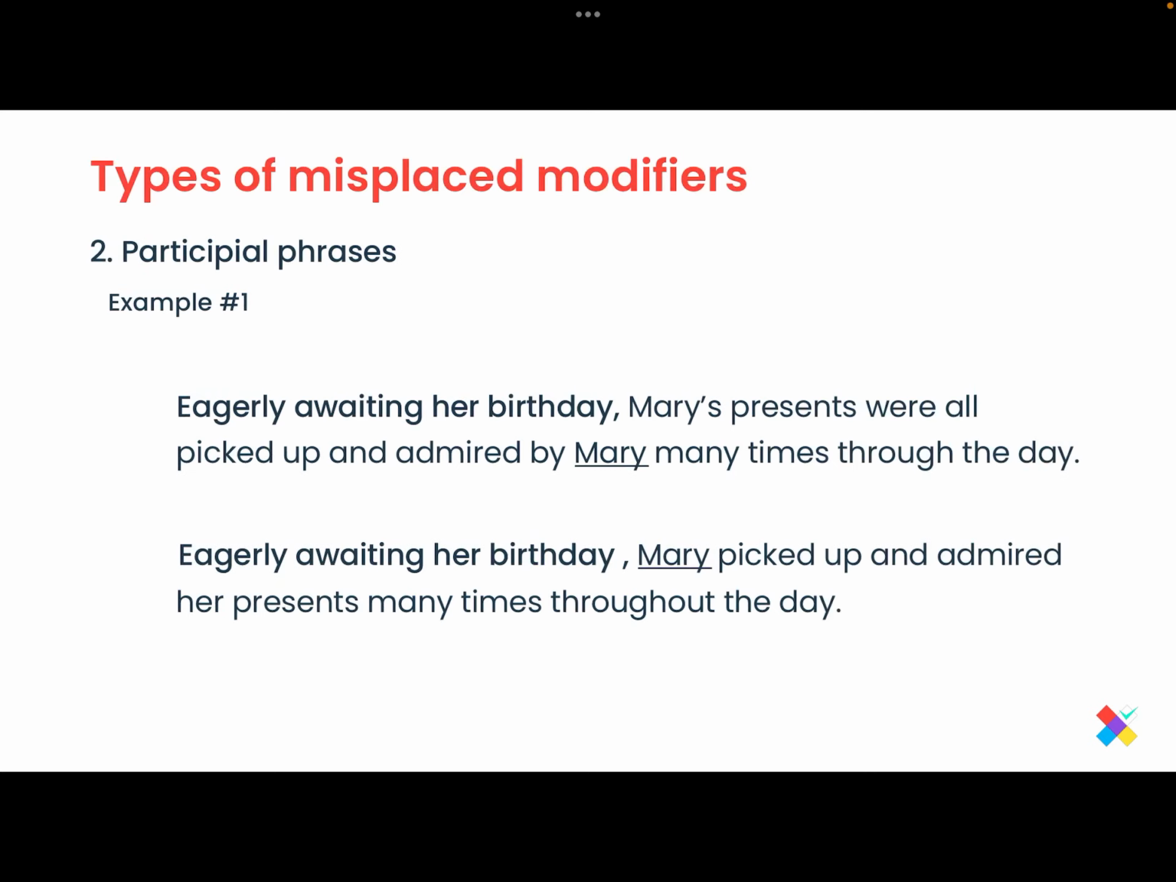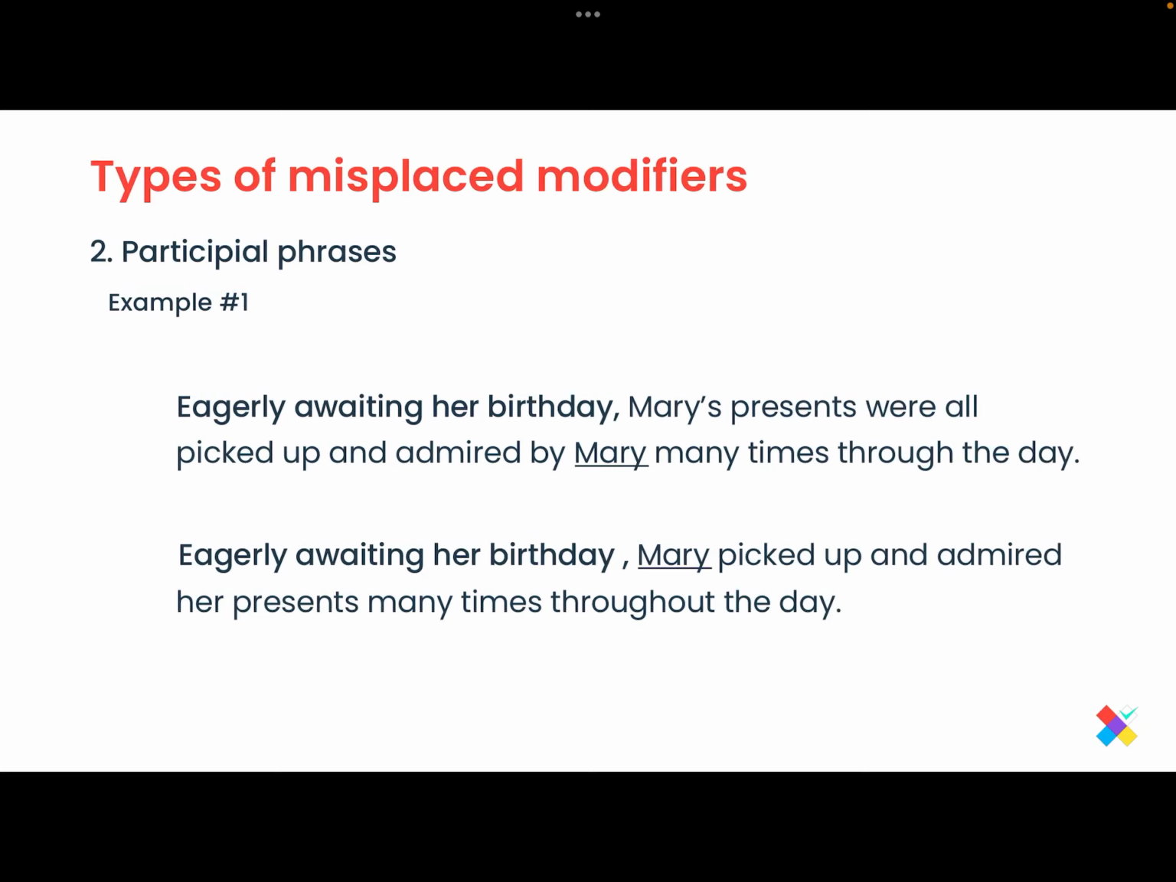All right, we're moving on to a different type of misplaced modifier, participial phrases. And no matter which type of phrase you use as a modifier, it needs to be next to the noun it's describing. And participial phrases are easy to misplace because they often come at the beginning or end of a sentence, while the word they're modifying might be in the middle of the sentence. And let's have a look at this example with Mary's birthday.